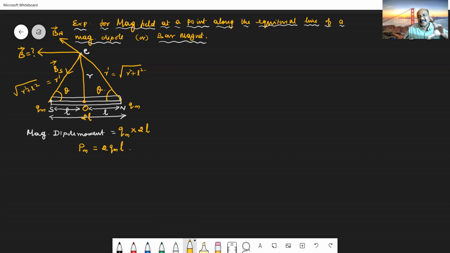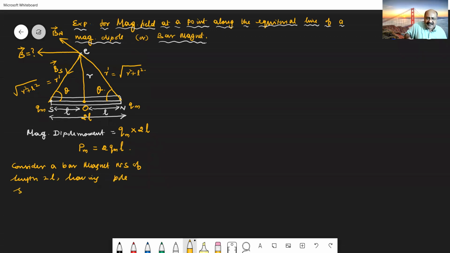For drawing this diagram, I have given some description. Let us write that description as a small part. First of all, you have to write like this: consider a bar magnet NS of length 2L, having a pole strength of qm on each end.